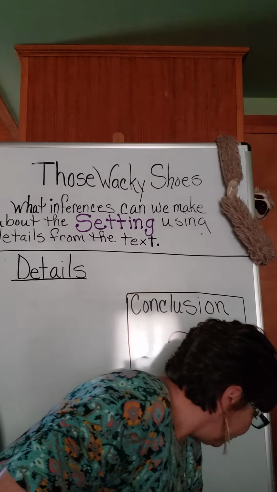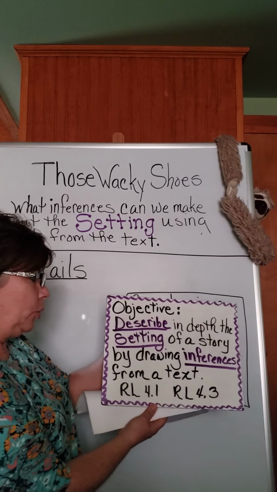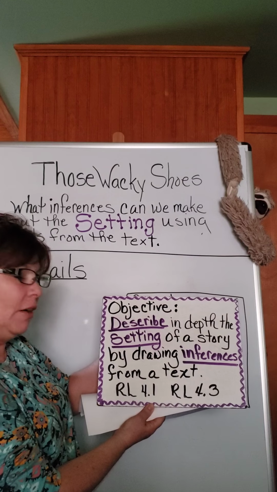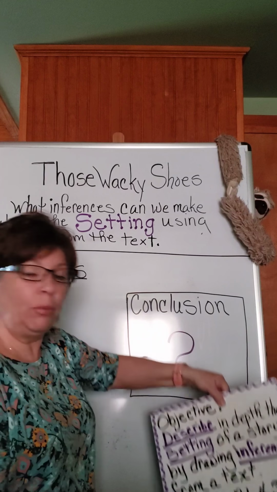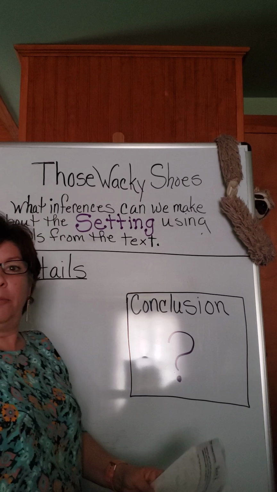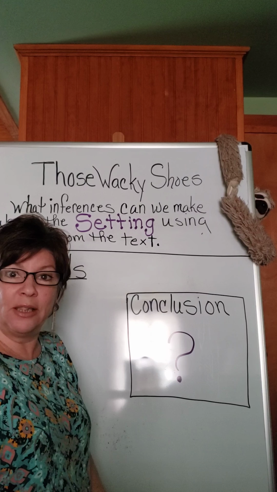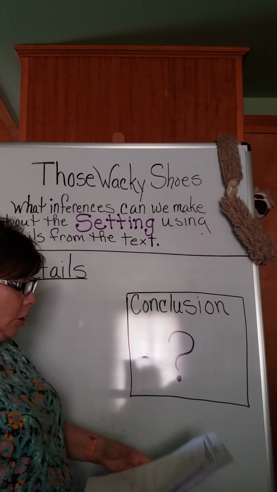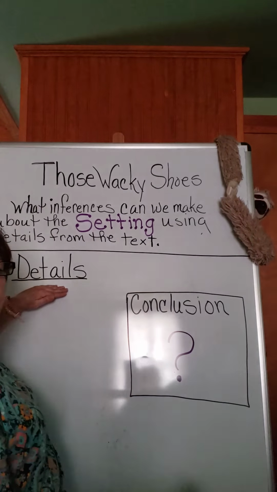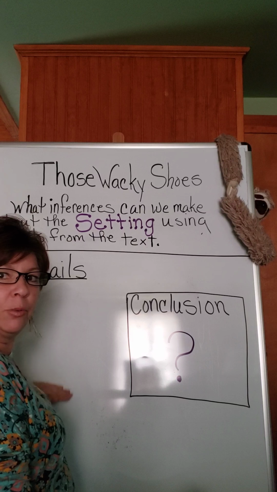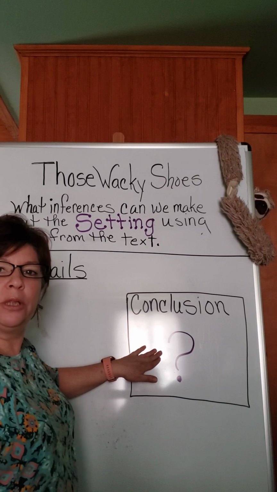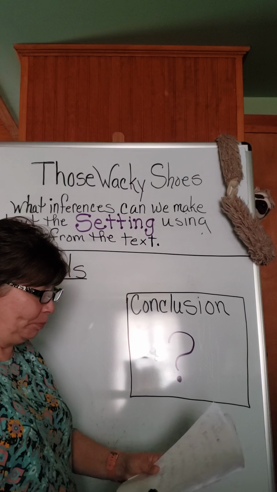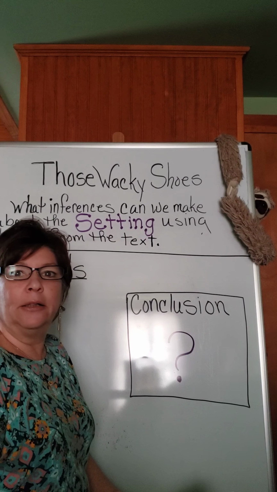Today, our objective is that we are going to describe in depth the setting of the story by drawing inferences from the text. Just like we did when we were drawing inferences about the character's traits, we're going to do the same thing with setting. Today, how I set this up is we're going to be looking at different details we're going to find in the text, and then we're going to come up with a conclusion about the setting of this story. So let's take a look at sentence 2.